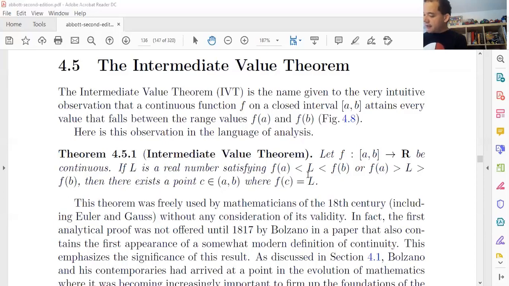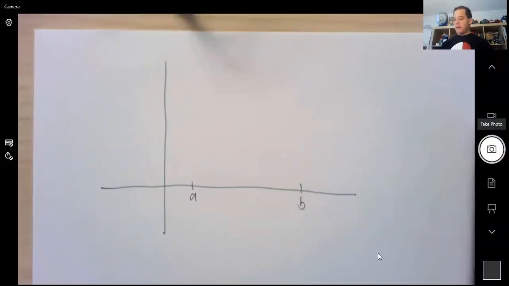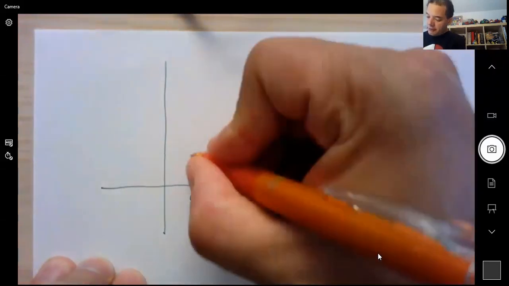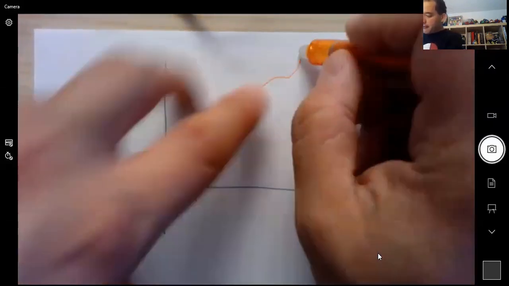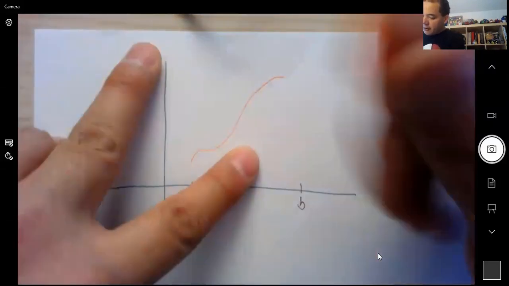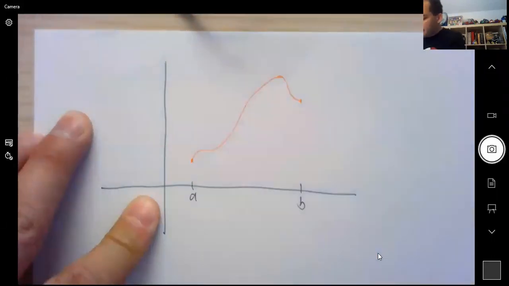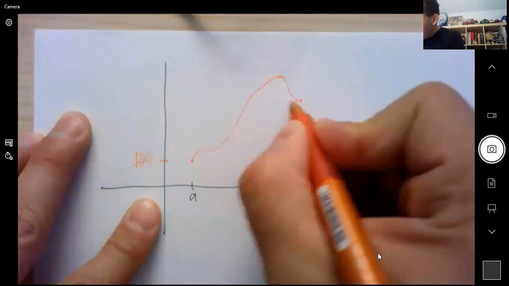So this is a statement about continuous functions on a closed interval ab. So here's my axis, and I'm gonna draw some function here, continuous. Maybe it's like this, or now let's make it a bit more interesting. Let's say that it goes up and down, maybe like this. And this is what it says. It says, here's f of a, and here's f of b.